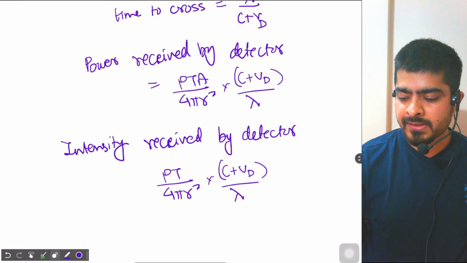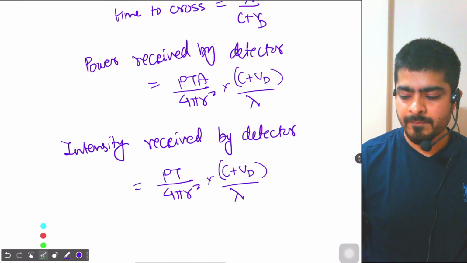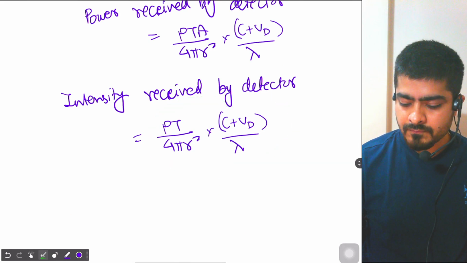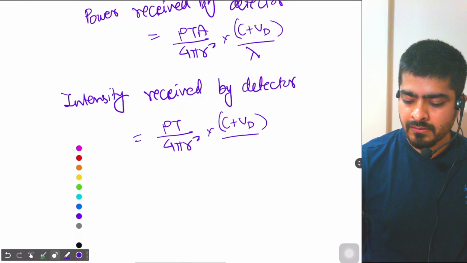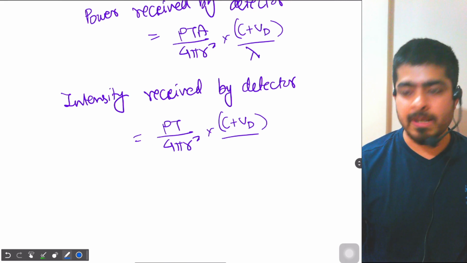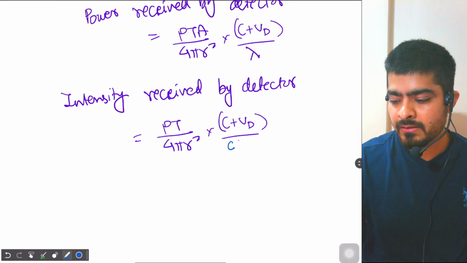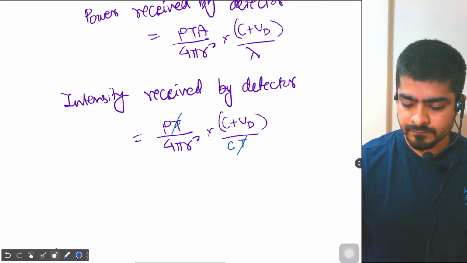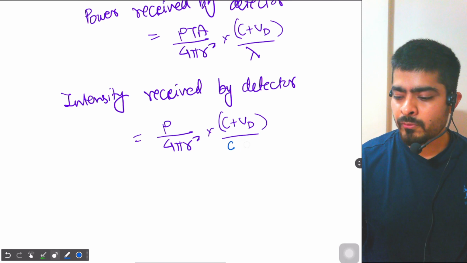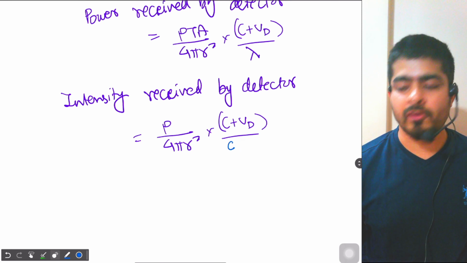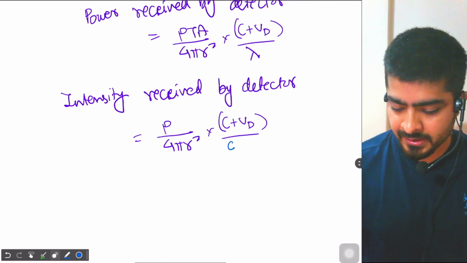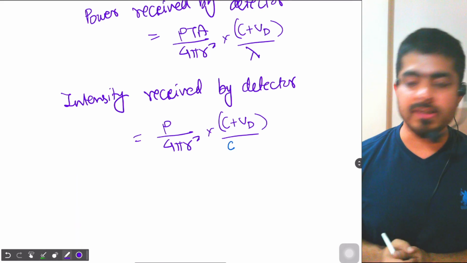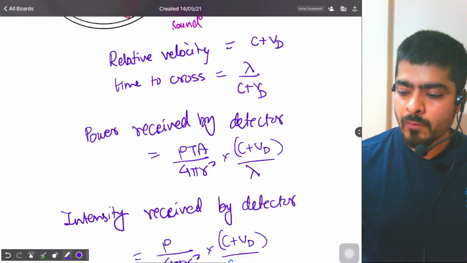So basically I remove this area term from the formula, that's it. So this is the intensity received by the detector. Now I could replace this lambda with speed of sound c multiplied by time period t. So this time t will cancel out. So this is your formula for the intensity received by the detector when source is stationary and the detector is moving towards the source. This is the formula. Okay, now we come to the second part.